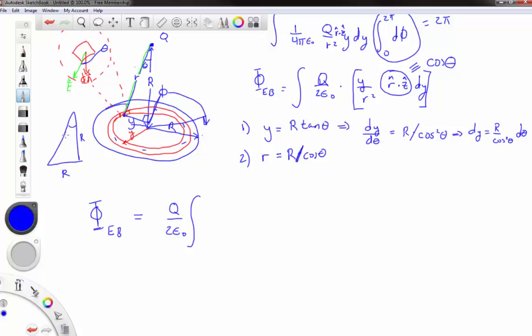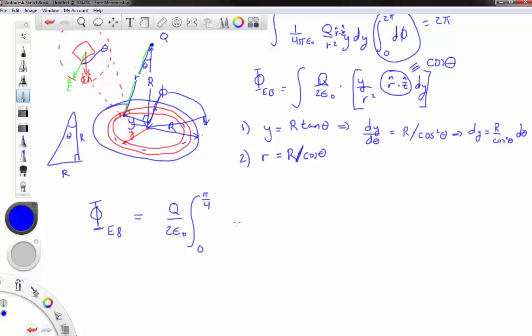Big R, and here's theta. This is actually a right triangle, so that means that the limits of integration are from 0 to 45 degrees. 45 degrees needs to be in radians, so that is pi over 4. Okay, so that's the limits of integration.